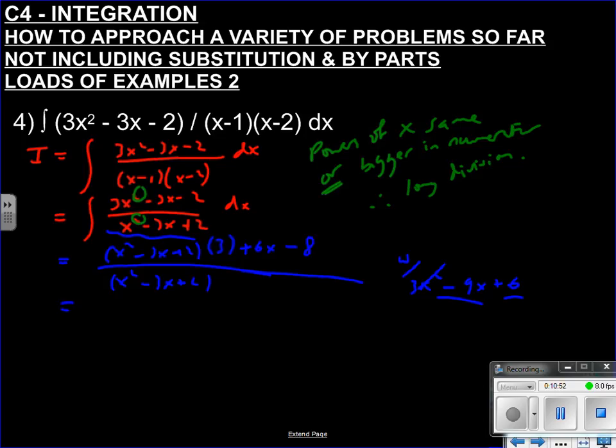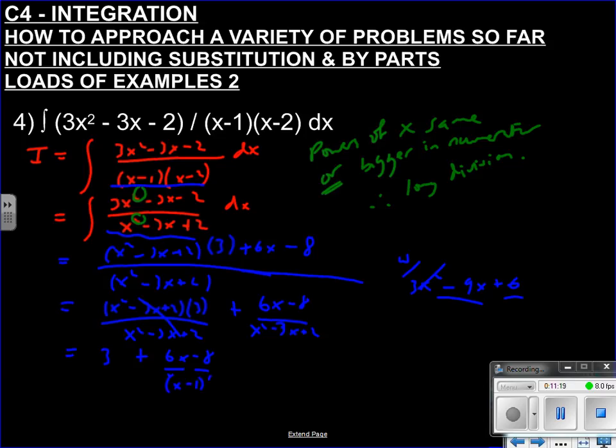And now that's the same as, well, I can write it long if we want, over x squared take 3x plus 2, plus, and now your remainder over x squared minus 3x plus 2, and therefore that bit cancels. So 3 plus 6x take 8 over x squared minus 3x plus 2. We know it doesn't factorize, so we're going to go straight back into our denominator, x minus 1, x minus 2.